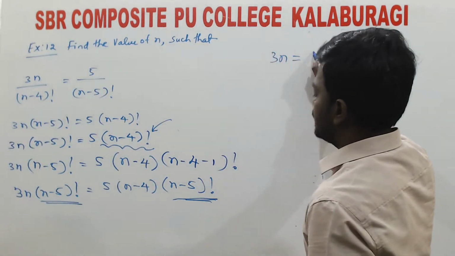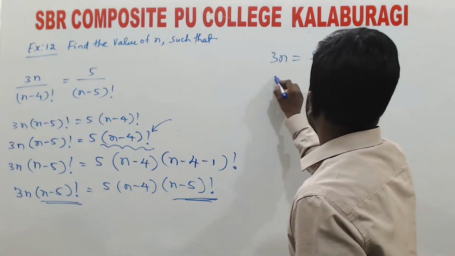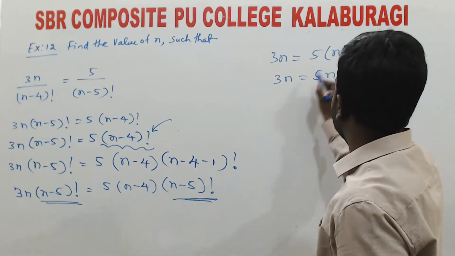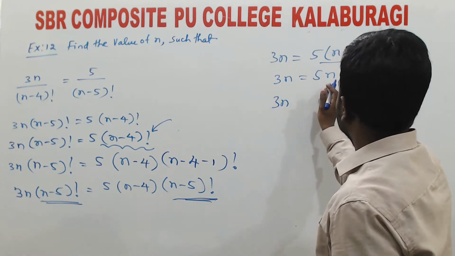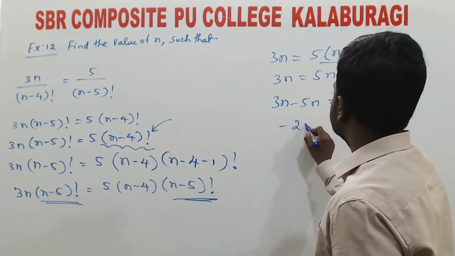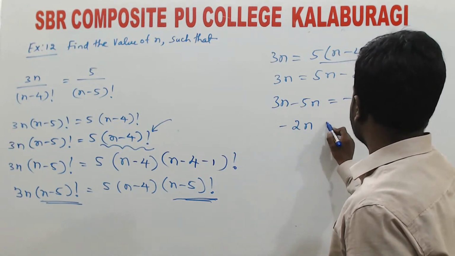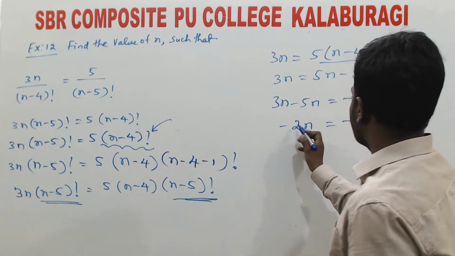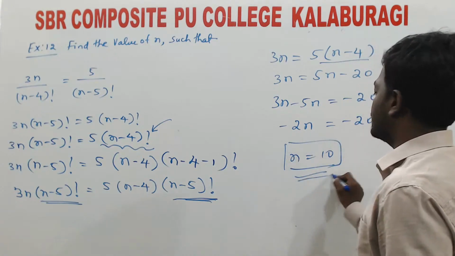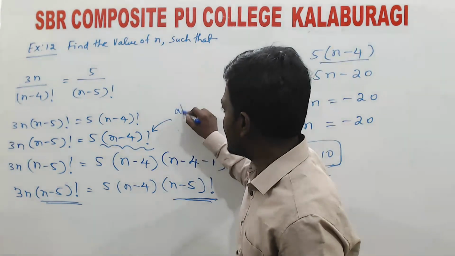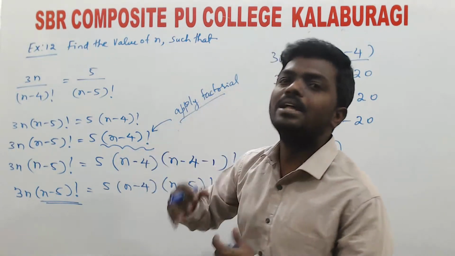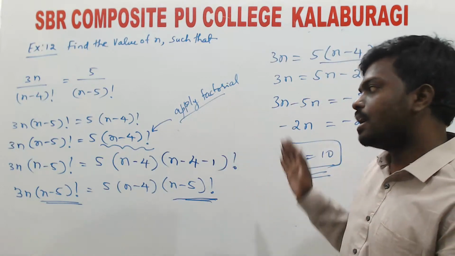So 3n is equal to 5 times (n minus 4). So 3n equals 5n minus 20. Multiply 5 into the bracket. So take the like terms together: 3n minus 5n is minus 2n, equal to minus 20. So minus 2 and minus 20 get cancelled, so you will get n equal to 10. Okay, just be careful in applying factorial notation, students. When you open the factorial, it keeps on reducing by 1.